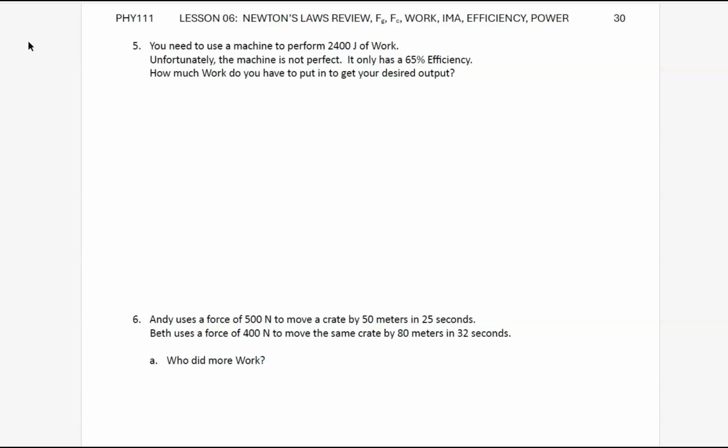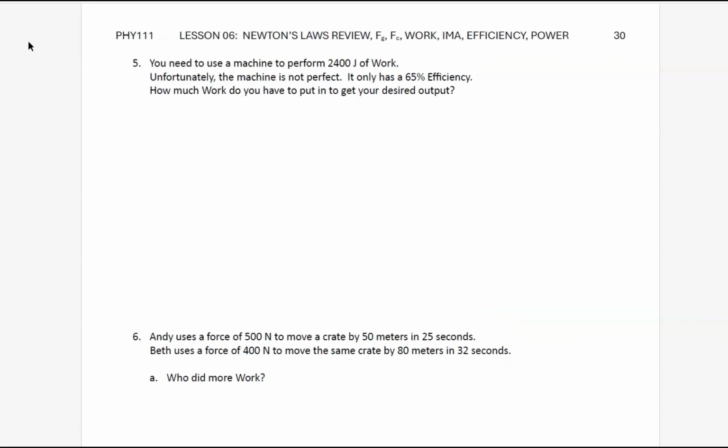So in this case, if you're putting in a certain amount of energy, only 65% of that energy will actually be used to perform this 2,400 joules of work. Well, we have a formula for this. We have a formula that equates efficiency and work input and work output. And here's the formula, just to remind you.